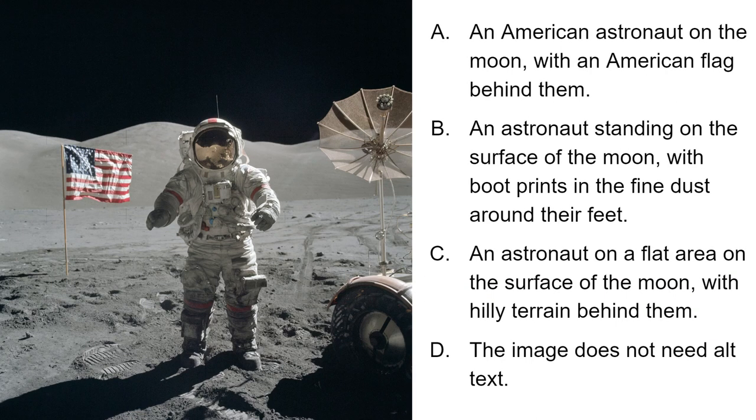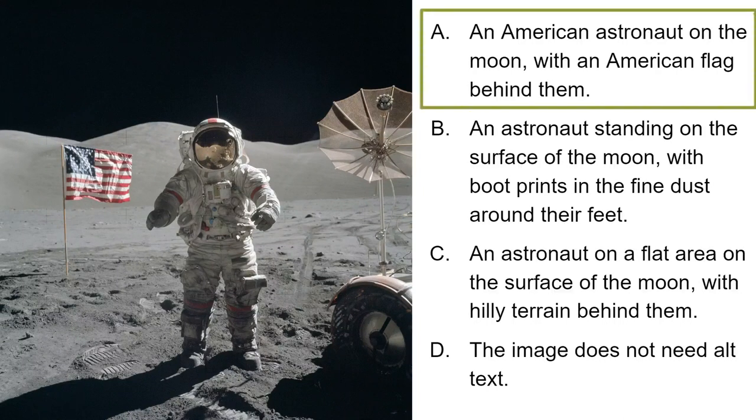So we've decided we need more information and that the image file name is not correct. We have four choices left to choose from once we have some information. So let's imagine that this image appears in a lesson about how inspiring moments in American history have had a unifying effect on the country, and the 1969 event in which a NASA astronaut walked on the moon is discussed. Which alt text is now appropriate? We might say that the one that reads, an American astronaut on the moon with an American flag behind them, is the best descriptor in this context.